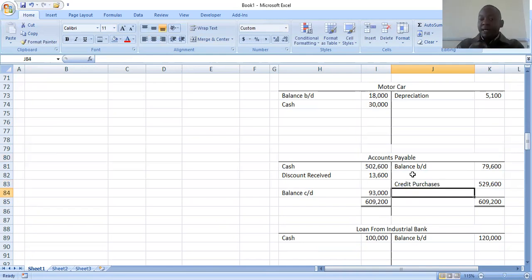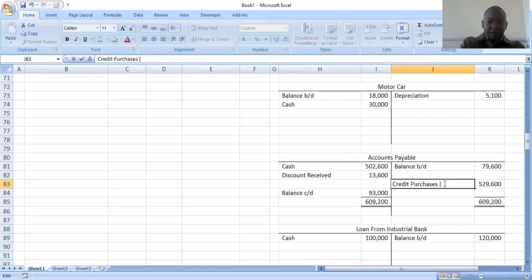Accounts payable are creditors of the business. In most cases, they increase through us purchasing on a credit basis. So if we bought from them on credit, we credit their account with the increase. Therefore, this 529,600 signifies an increase in the accounts payable account.